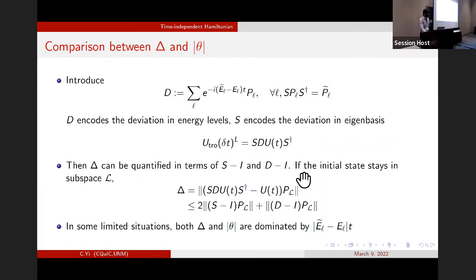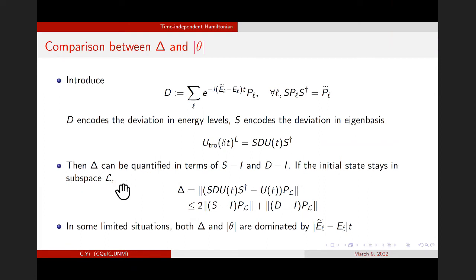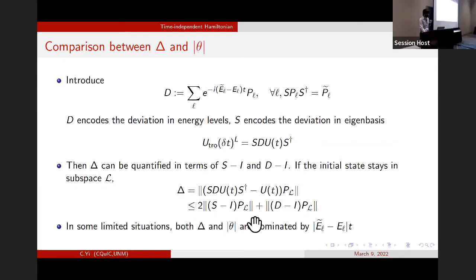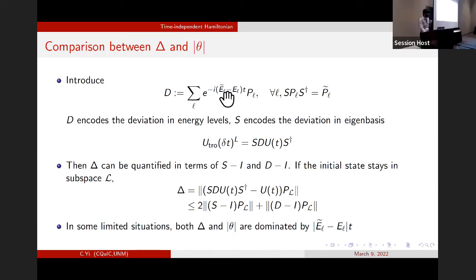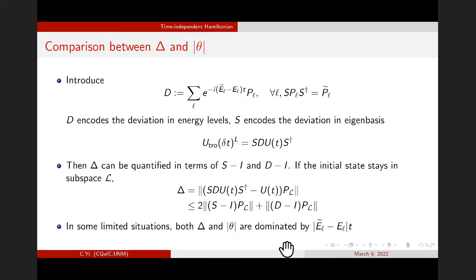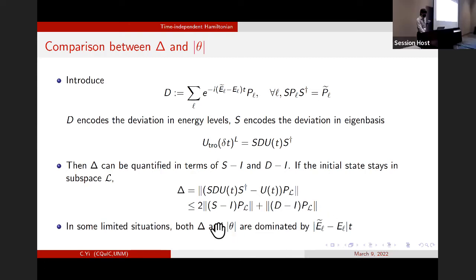And then if we further assume that the initial state stays in a small subspace, then the Trotter error can be separated into two parts. The first part is only relevant to S, which is a function of the Trotter step. The second part is relevant to the deviation in energy level times T. As you can see, in the large T region only the second part is important, so the Trotter error can be dominated by this term.